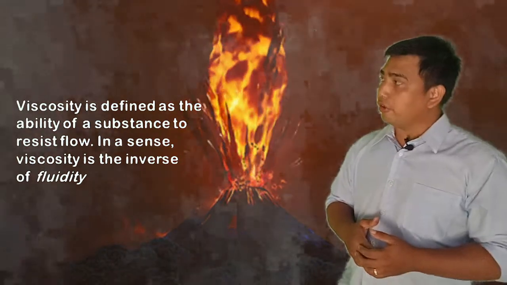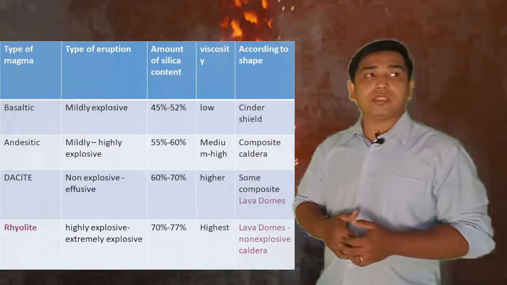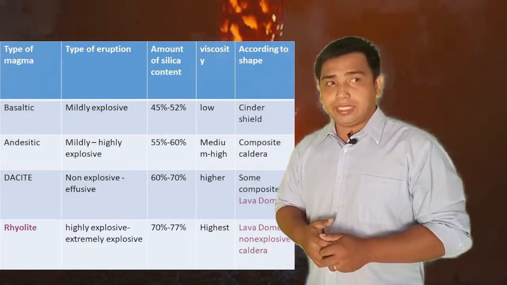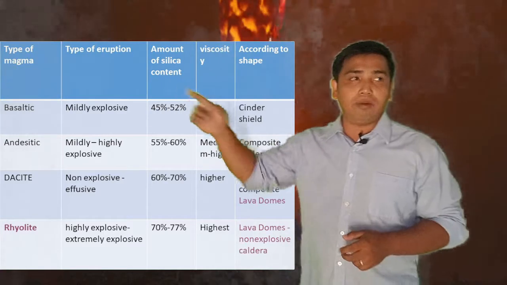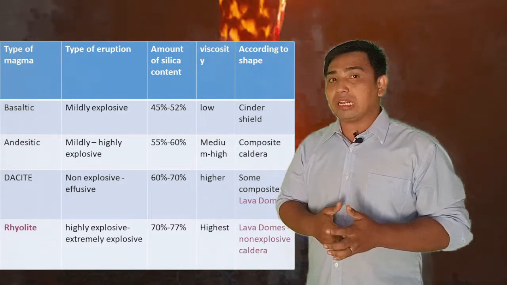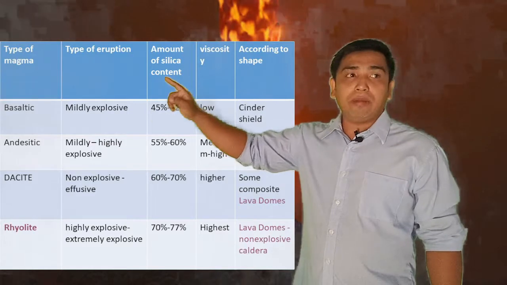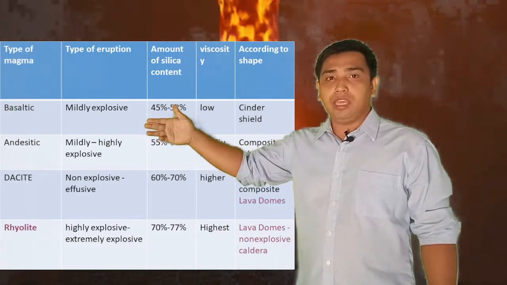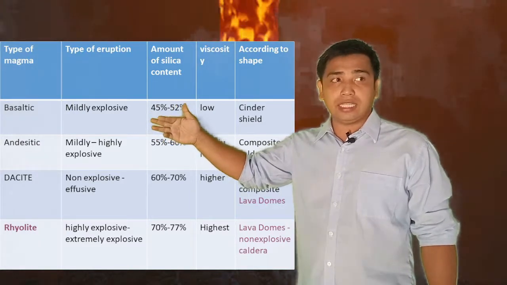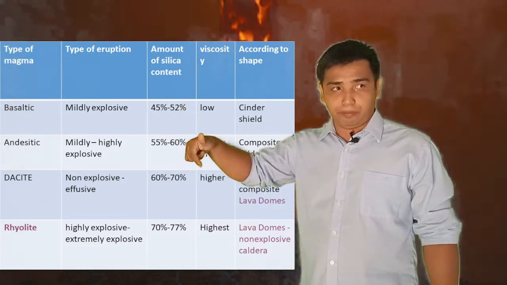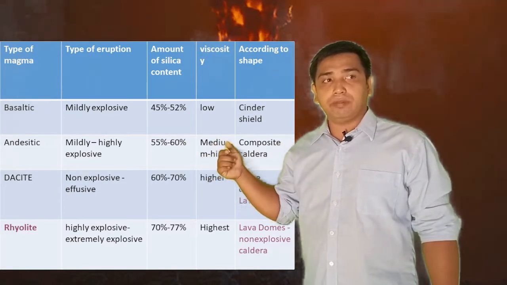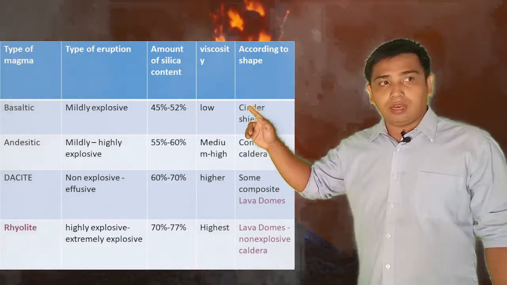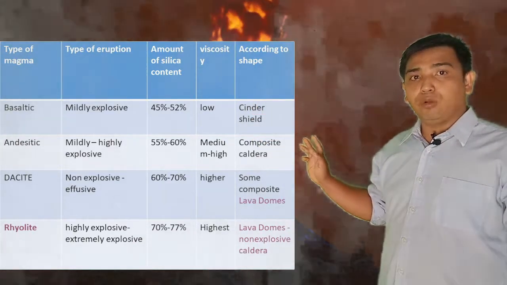Alright, so we have four classifications, or four types, of magma according to their content of silica. We have the basaltic lava, which I have been discussing, and it will create a mild explosion. The volcanoes that have basaltic magma inside their magma chamber will be mildly explosive. So it has low viscosity, and it will form cinder and shield type volcanoes.